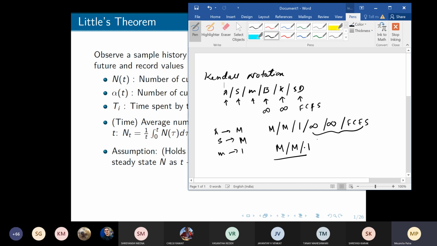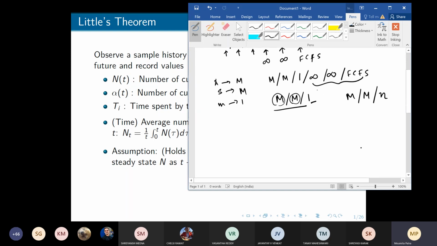MM1. Okay, so this represents a queue in which the inter-arrival times follow exponential distribution. The service time distribution also follows exponential distribution. There is only one server, and of course you have infinite buffer capacity or infinite system capacity, infinite population size, and FCFS scheduling discipline. Okay, so this is the representation. So we can have n servers, because we can have any number of servers that we want to have.